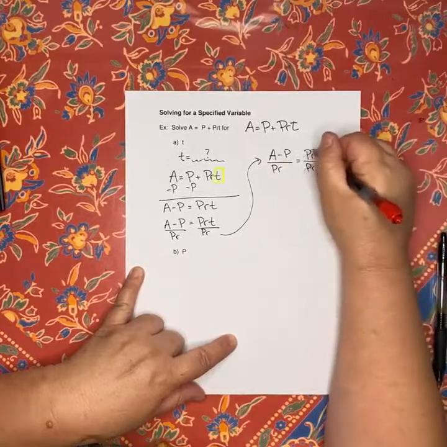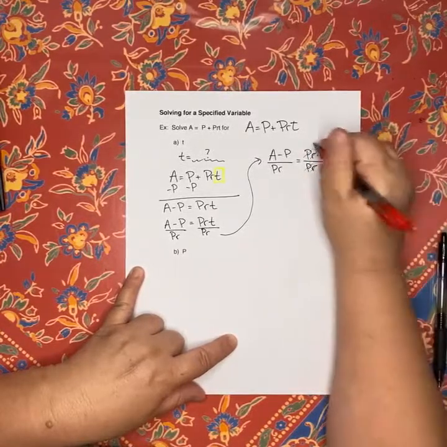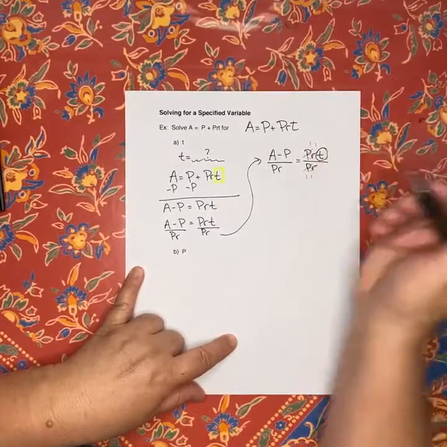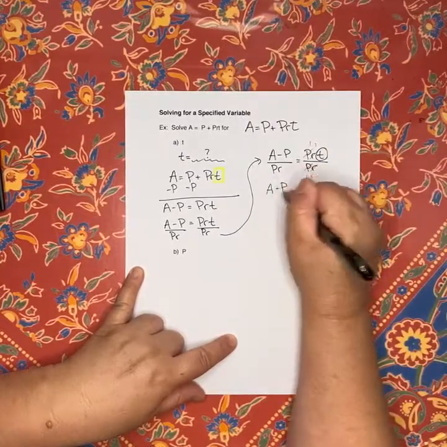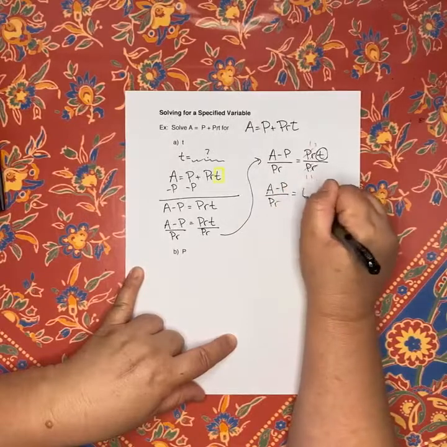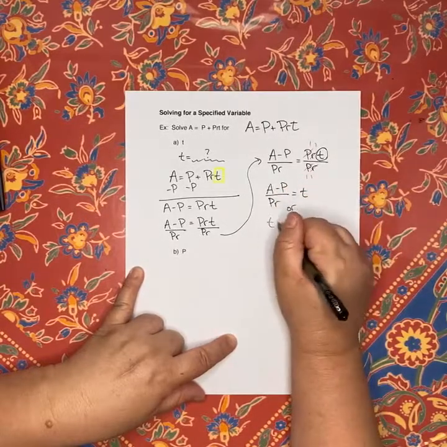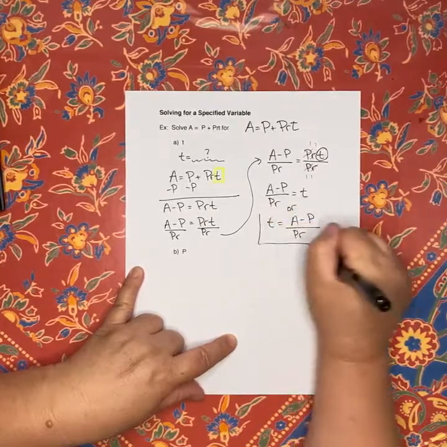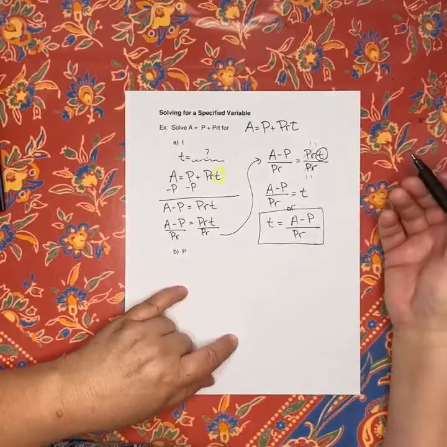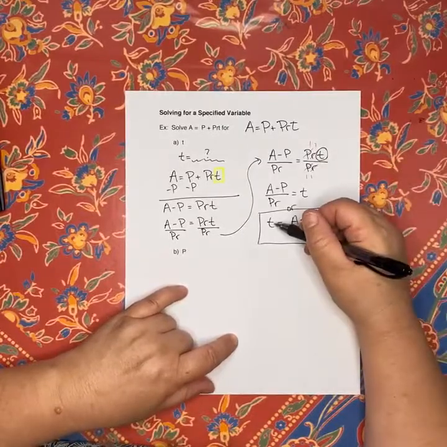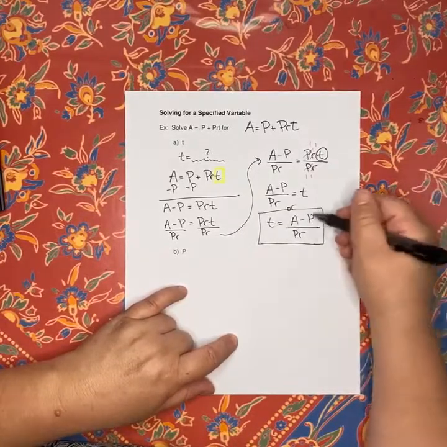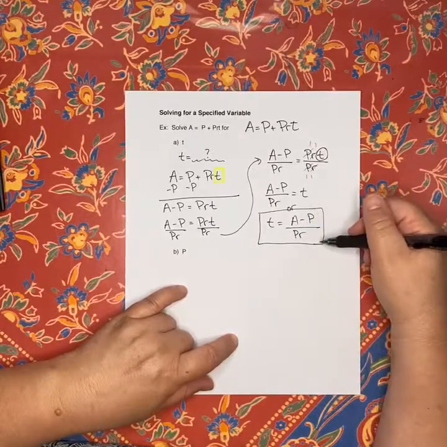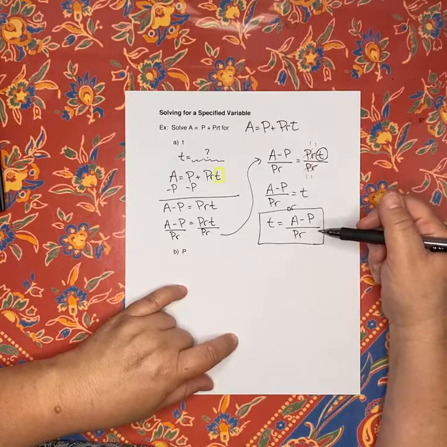The P's cancel, the R's cancel, and leave ones. And what's left? Just the T over here. So A minus P all over PR equals T, or T equals A minus P all over PR. Ta-da! How do you know that you've done it correctly? Well, you have to have T by itself, which I do. And then over on the other side, no T's. There can't be any T's on the right side, or else you haven't finished it.